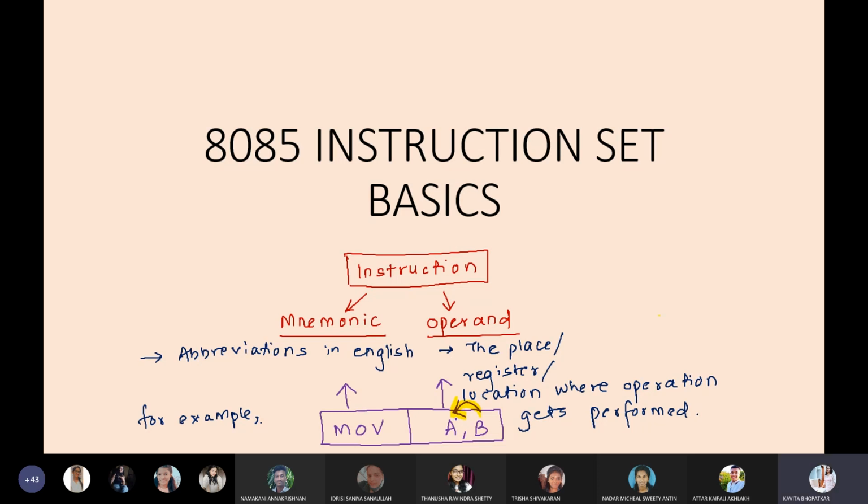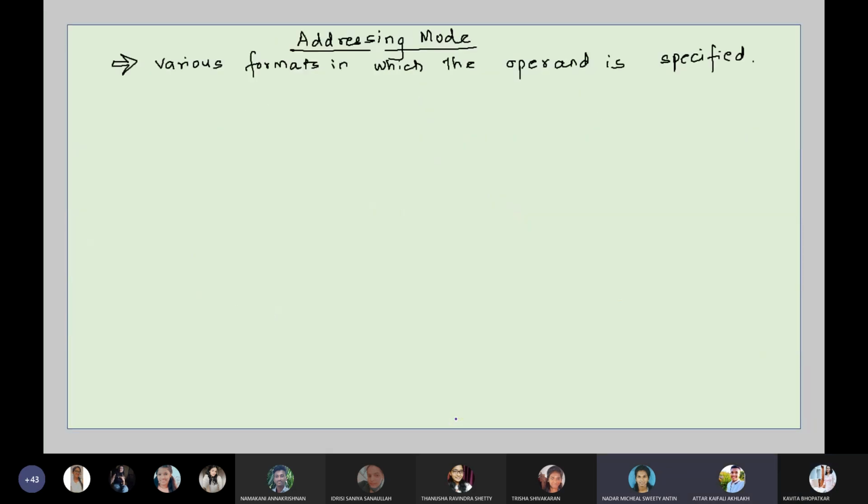Did you understand, all of you, the difference between mnemonic and operand? Students? Yes, ma'am. Understood. Okay.